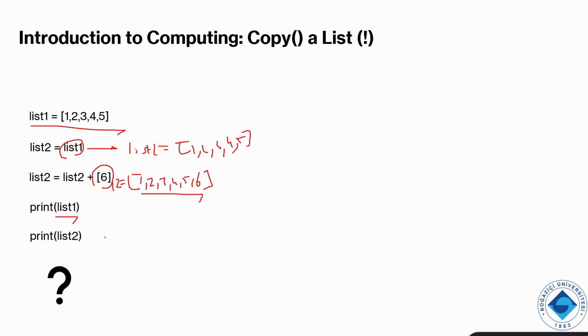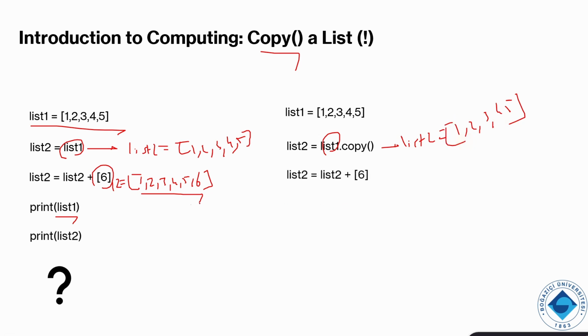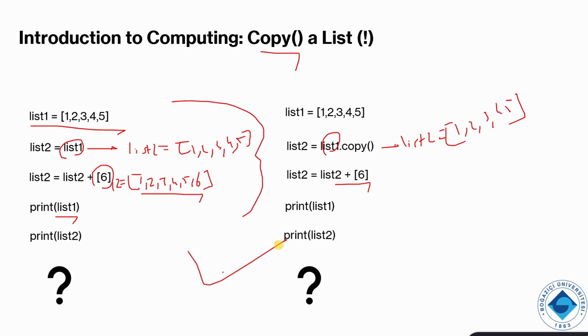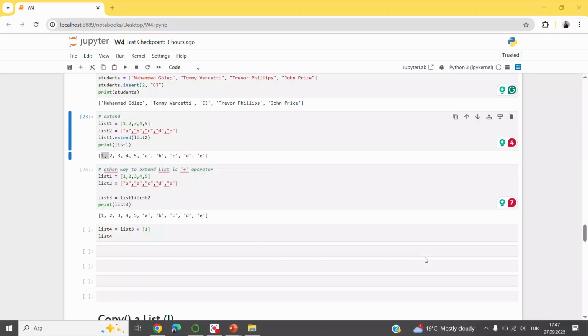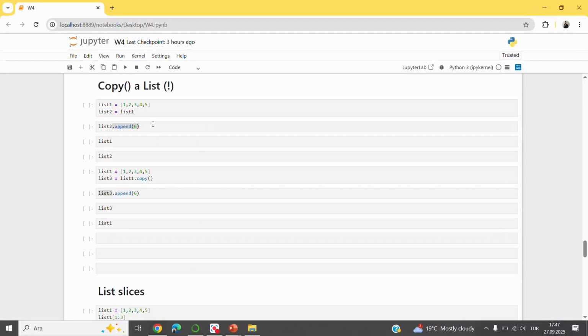What do you think? I will explain that one a little bit later. And we have the copy function to copy list 1. Here again, list 2 will be 1, 2, 3, 4, and 5 as a list. And again, we are doing exactly the same process, which means adding 6. What are we supposed to see? What is the difference between these two? Let's go to Jupyter Notebook and see it together.